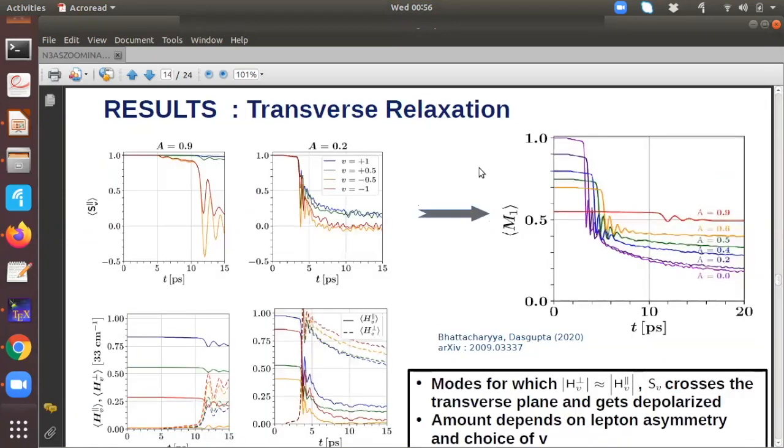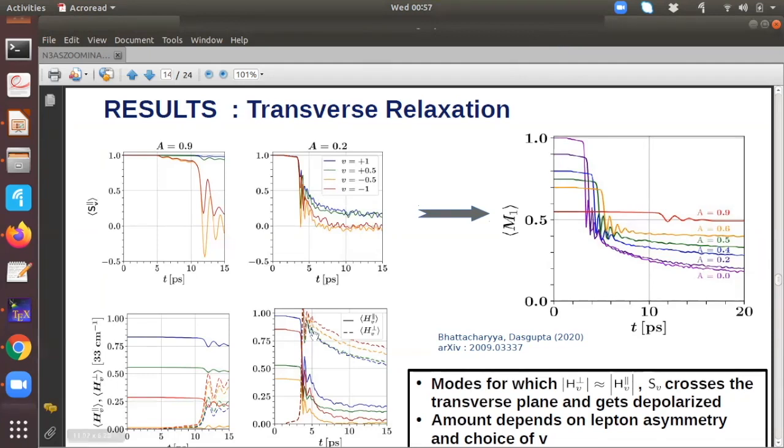So this process is similar to a system in condensed matter, where there is a spin and a perpendicular magnetic field applied to the spin, and then the spin flips, and when it reaches the transverse plane, it randomizes, and as a result the total length of the spin shrinks. We can compare the spin to the polarization vector here, and the magnetic field to the Hamiltonian. Then this picture becomes very obvious, and this amount of shrinking depends on the velocity mode as well as the lepton asymmetry of the system.